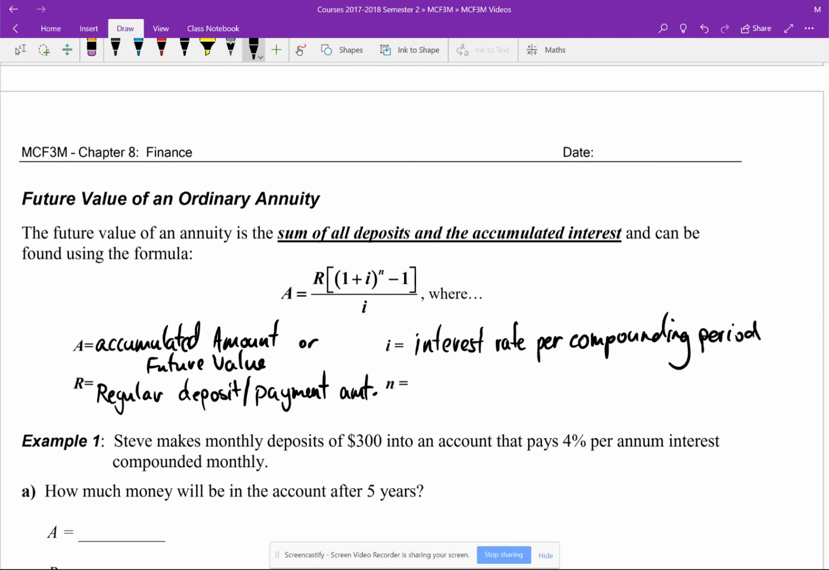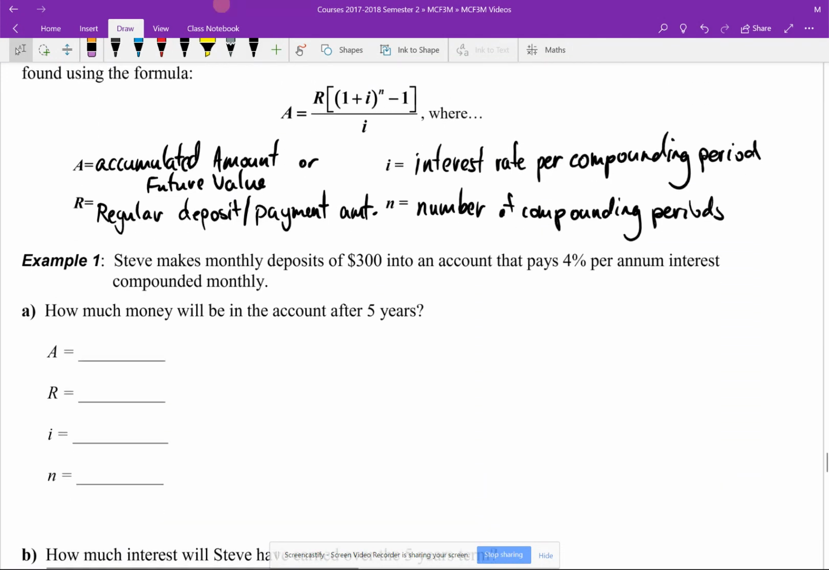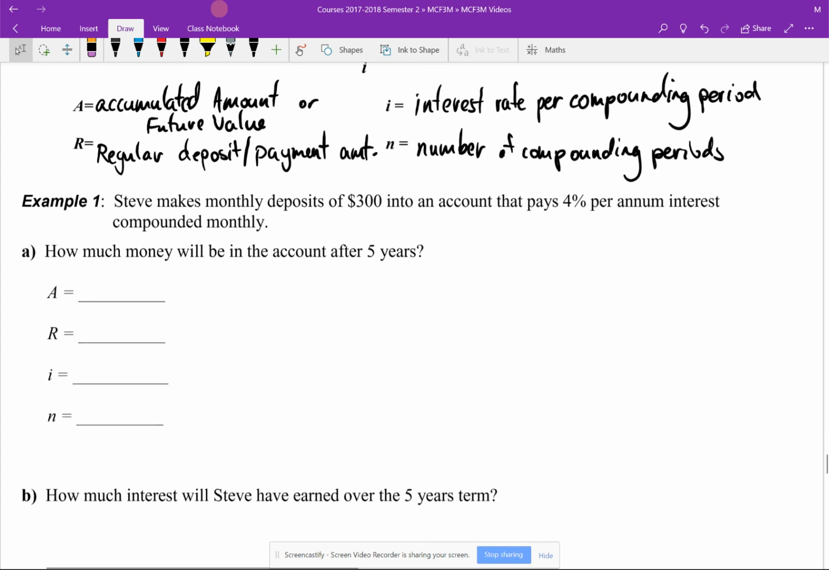And n is the number of compounding periods, or the number of deposits, or number of payments. All right, so example number 1. Steve makes a monthly deposit of $300 into an account that pays 4% per annum. Per annum means per year. Interest compounded monthly. So how much money will be in the account after 5 years?